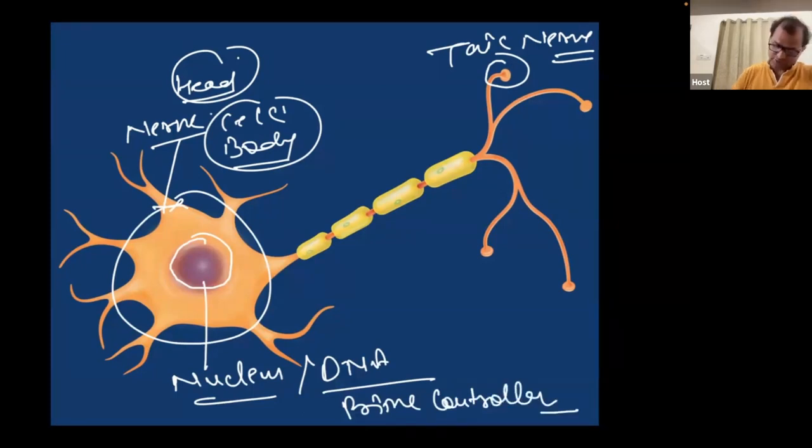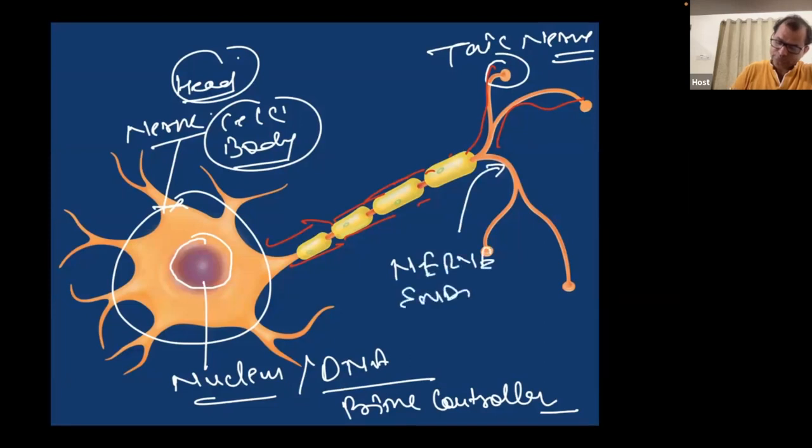Then we can see this nerve is going away from here. And the last part is called the nerve terminal or nerve ending. So we are calling it the nerve ending, the last part of the nerve. So the message from the cell body is coming to the nerve ending.